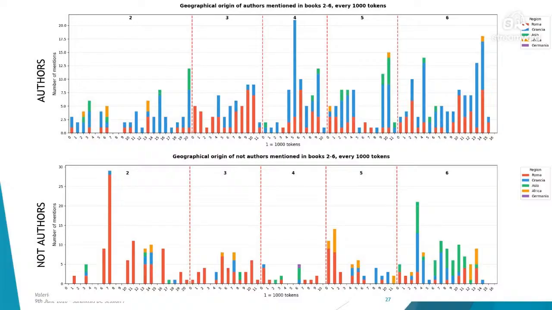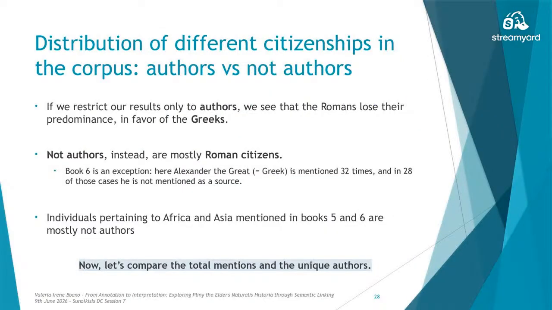The only exception where we see more Greeks also in the not author graph is book 6, but here Alexander the Great is mentioned a lot, and he is not always mentioned as a source. At the same time, even if we see that there are so many Greeks mentioned as authors, we still see a lot of red, so a lot of Romans.